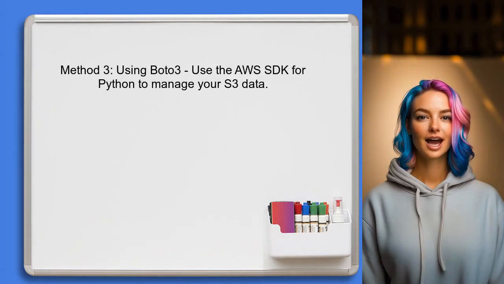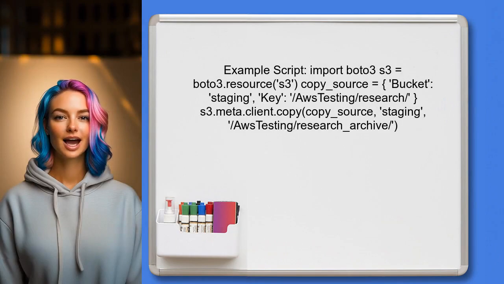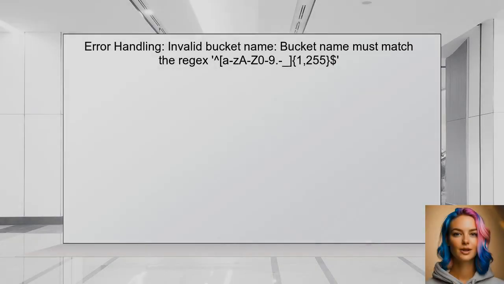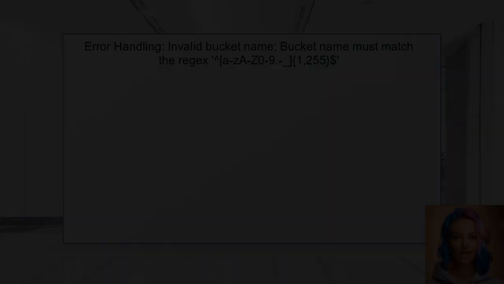Finally, we have the third method, using Boto3, which is the AWS SDK for Python. This is a great option if you prefer working with Python scripts. Here's how you can use Boto3 to copy data. Just make sure to set up your bucket and key correctly to avoid any errors. If you encounter an error like invalid bucket name, remember that bucket names must follow specific rules. Make sure your bucket name is valid.